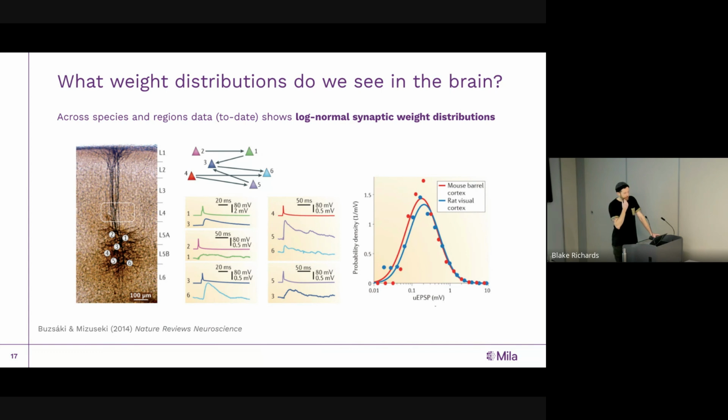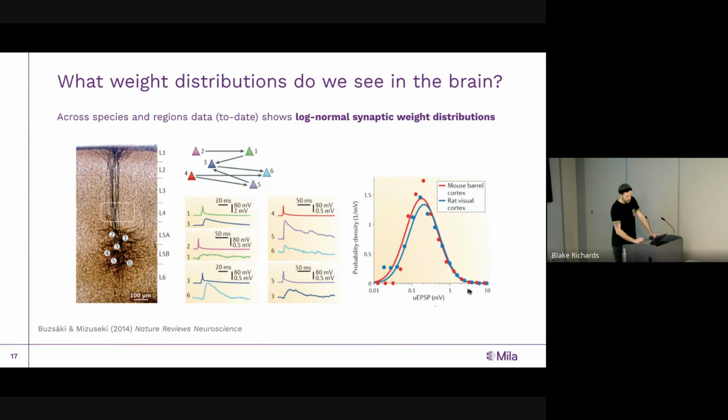One of the interesting phenomenological features of synapses in the brain is that across regions and species, to date, the data has shown that synaptic weights tend to follow a log normal distribution. These are a set of experiments where people do recordings of connected pairs of neurons, and simply examine the magnitude of the postsynaptic response to input from those neurons. Here you can see a plot of the density that people have gotten, in this case from mouse barrel cortex and rat visual cortex.